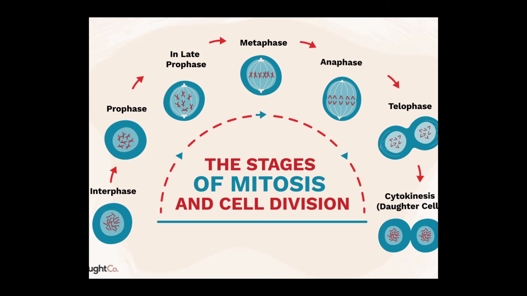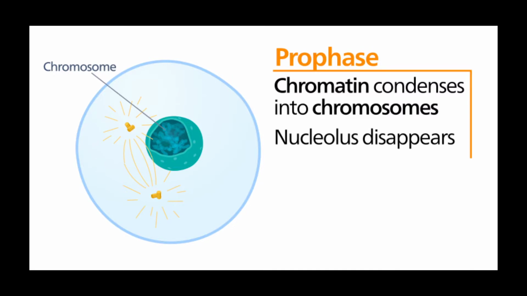So now let's discuss the stages of mitosis. First is the prophase. The chromatin starts to condense into duplicated chromosomes. The nuclear envelope disappears and the mitotic spindle of microtubules developed from the centrosome appears.